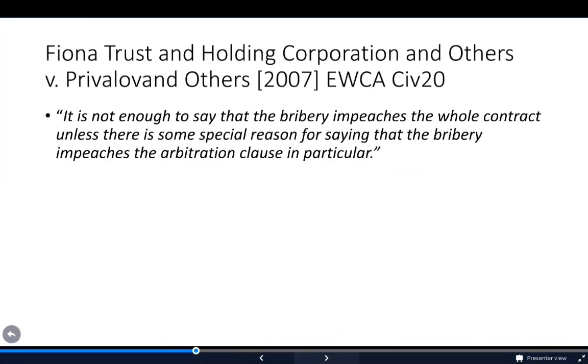So that's about the jurisdiction of the arbitrator. And one of the classic cases with respect to the doctrine of separability is Fiona Trust. It's an English case. In this case, the court observed that it is not enough to say that the bribery impeaches the whole contract, unless there is some special reason for saying that the bribery impeaches the arbitration clause in particular. So if the party is challenging the contract, the same party has to also challenge the arbitration agreement as well. And there will be two separate inquiries into the validity of the contract and the arbitration clause. So that's about the doctrine of separability.